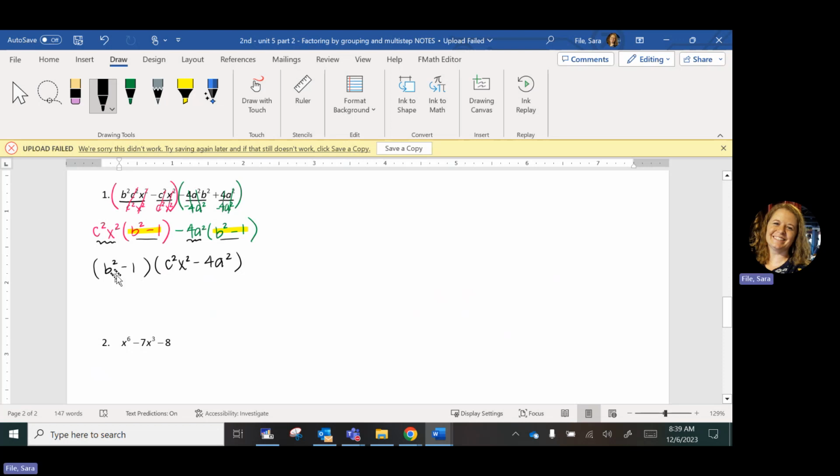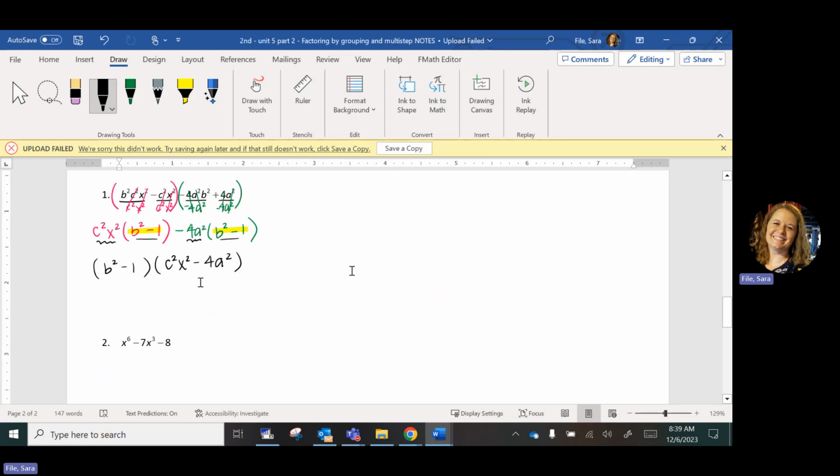And are both of these perfect squares? Could I take the square root of both of these? I can. The square root of 1 is just 1. The square root of b squared would be b, wouldn't it? These are both perfect squares, and it's the difference. So this goes back to what we learned yesterday, difference of two squares. So I could factor this binomial further. This is partially factored, but it's not completely factored.